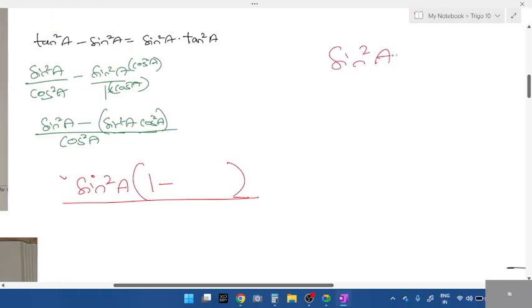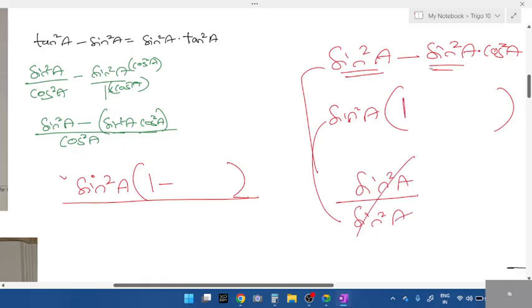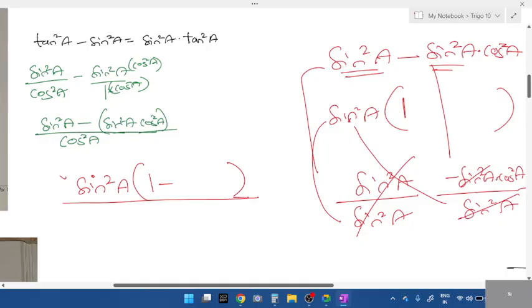Look here. Sine square A minus, concentrate all of you. Sine square A and cos square A. Look here. Sine square A is common. Once you take out the common value from these two, in bracket, take the question sine square A divided by this sine square A. You get 1. Take the next part, minus sine square A into cos square A, divided by the common value sine square A. Look, sine square A is cancelled. We have minus cos square A. So the answer is 1 minus cos square A divided by cos square A.